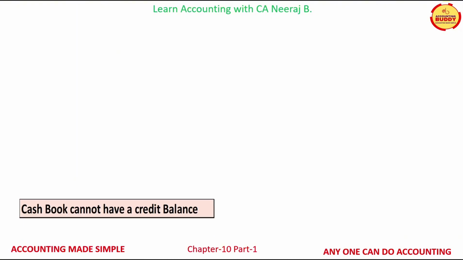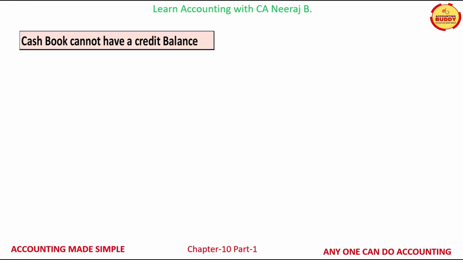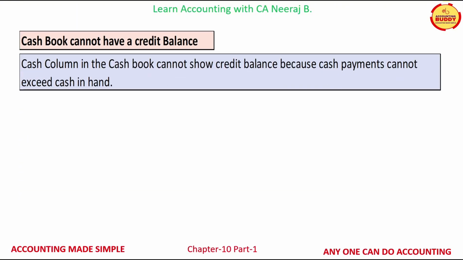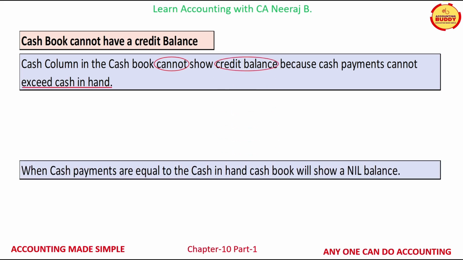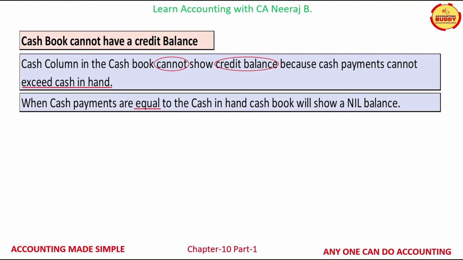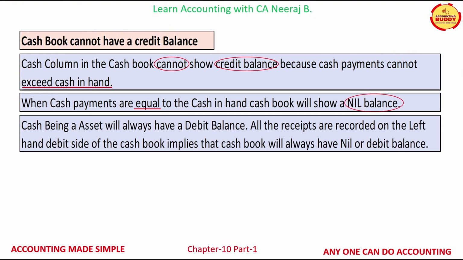Always remember, cash book cannot have a credit balance. Cash column in the cash book cannot show the credit balance because cash payments cannot exceed cash in hand. When cash payments are equal to the cash in hand, the cash book will show a nil balance. Cash being an asset will always have a debit balance. All the receipts are recorded on the left hand debit side of the cash book implies that the cash book will always have a debit or a nil balance.